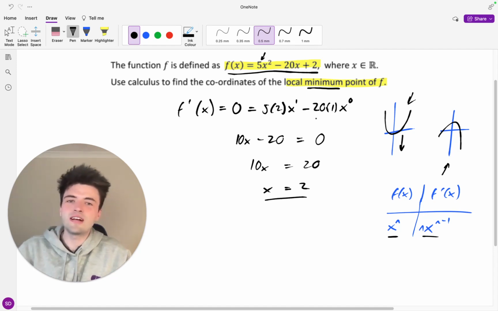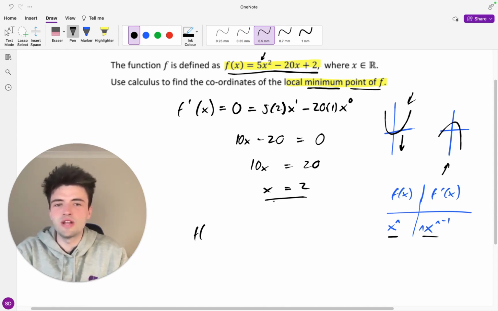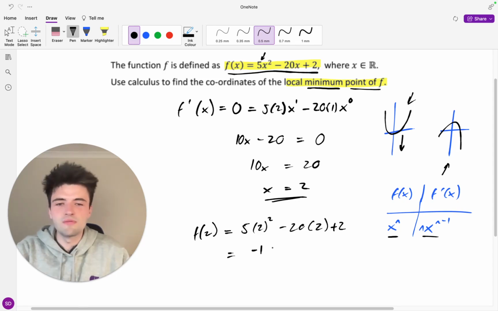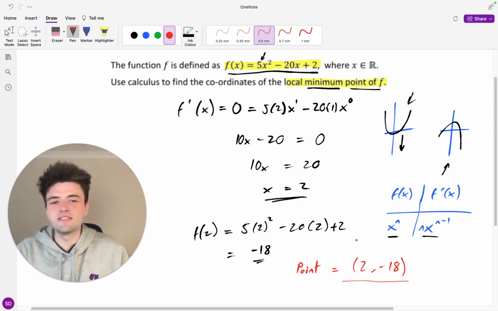And so the very last step is to find the other coordinate, the y coordinate for our point of f, which is the minimum. To find that, we can simply plug in our x value for the minimum, which we've now found to be 2, back into our original function, and we can find out what the y coordinate of our minimum is going to be. When we do that, we get out minus 18. So our point is going to be the x coordinate and the y coordinate together. So that is going to be the point (2, minus 18), and that's going to be it for this question.